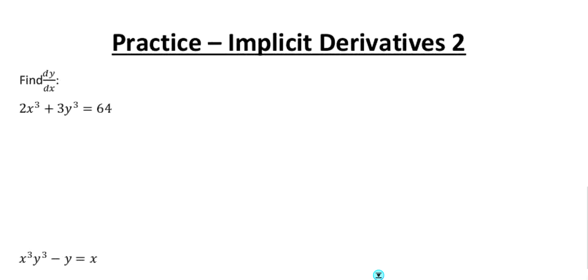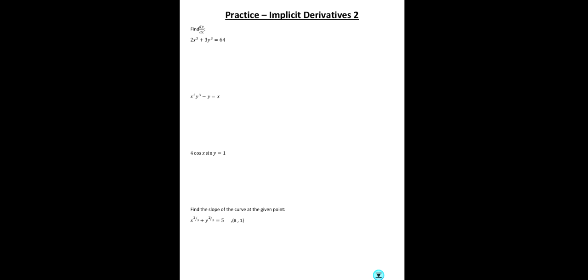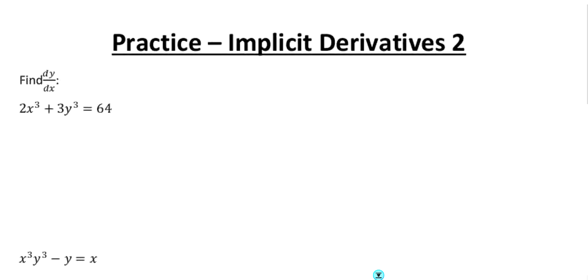Okay, so we're going to be practicing implicit derivatives today. This is the second set of practice problems. The directions say find dy over dx. So what we're going to do is start by taking the derivative of both sides with respect to x.